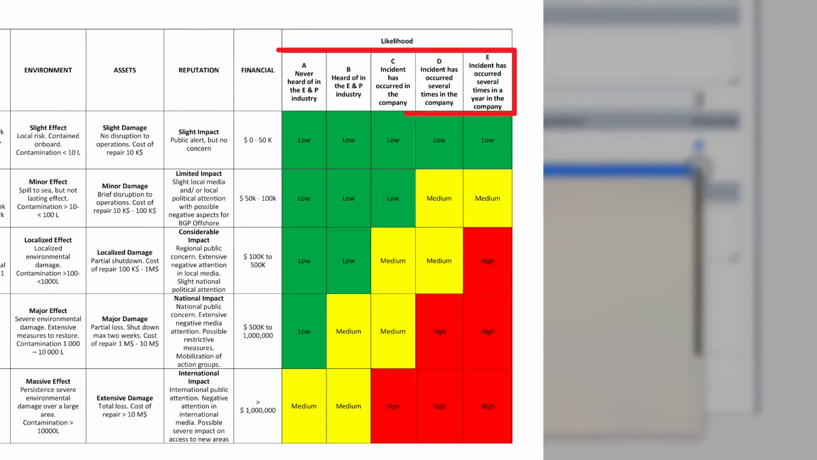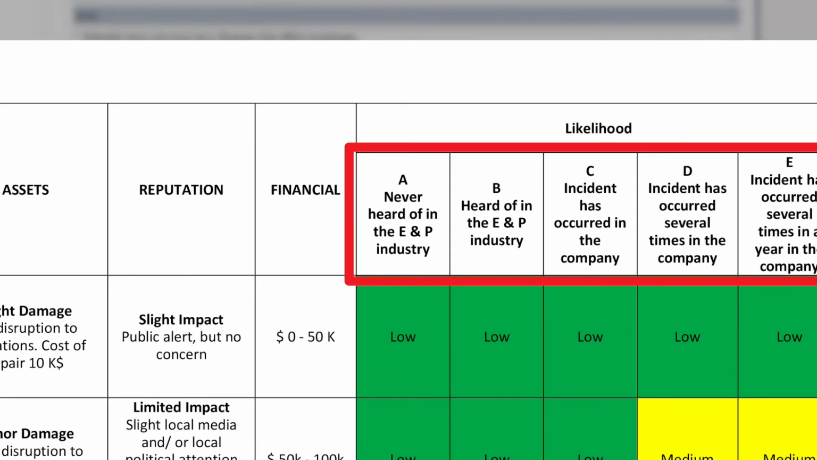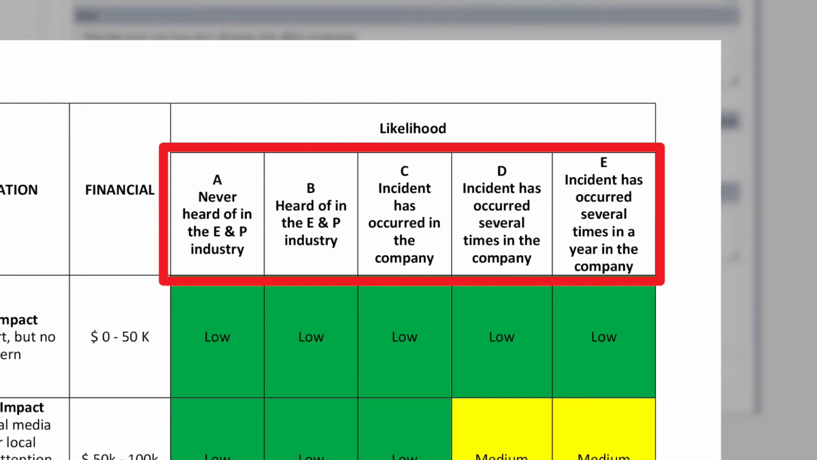Likelihood. Determine the likelihood of an incident, injury, or harm arising from the task by using the risk matrix to rank the likelihood using the subcategories of A. Never heard of in the industry. B. Heard of in the industry. C. Incident has occurred in our company. D.